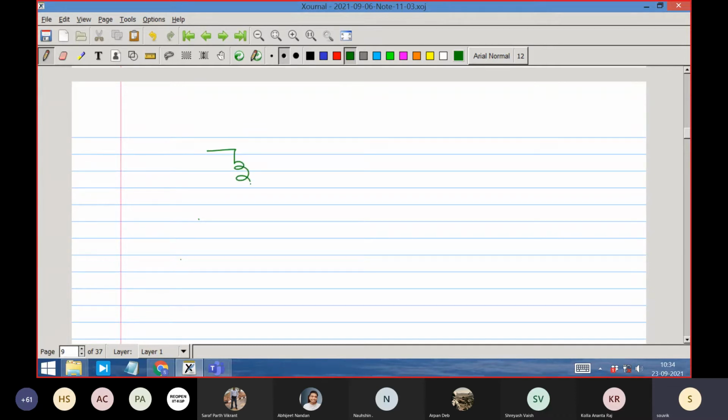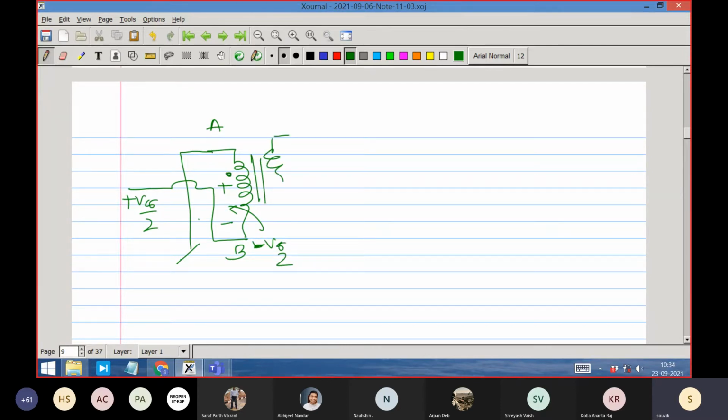So in this cycle, this terminal is A. Now A has been pulled to ground. This terminal is B, and this is connected to plus Vg/2. Our dot conventions and polarity conventions do not change. So this voltage is now minus Vg/2. If it is minus Vg/2, you will understand this is minus plus because of this way. So this diode will be reverse biased. Diode D1 is reverse biased.